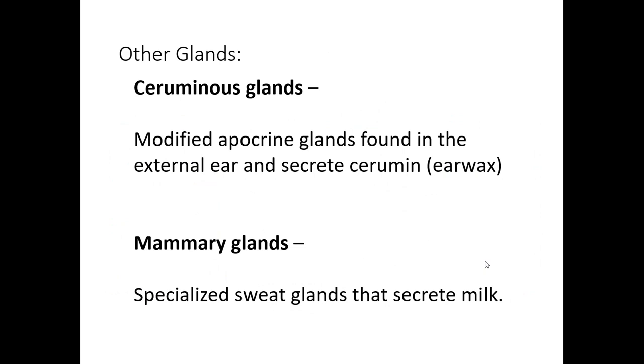So continuing on, what are some other glands that are associated with skin? Well, the other glands are the ceruminous glands. They are a type of modified apocrine gland that is found in the external ear canal, and it secretes cerumen, which we refer to as earwax. Mammary glands are another type of specialized sweat gland located in the breast of females, and it secretes milk.